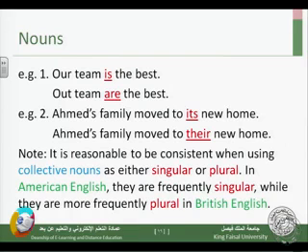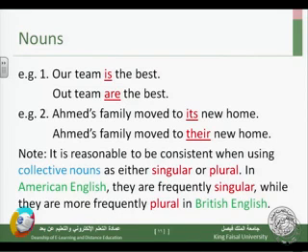In example number 1, we can say our team is the best. In this case, we're referring to the whole team as one unit. We can also say our team, there is a mistake here. It's not out, it's our. So the T is supposed to be are. Our team are the best. Are here is a plural verb, and it refers to the individual members of the team. So the team as individual members. So both of those are possible.